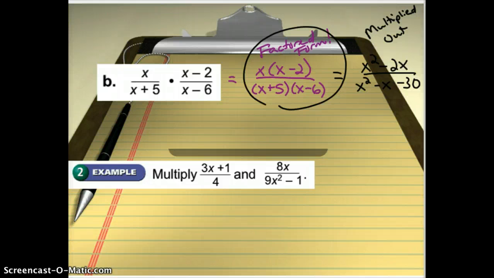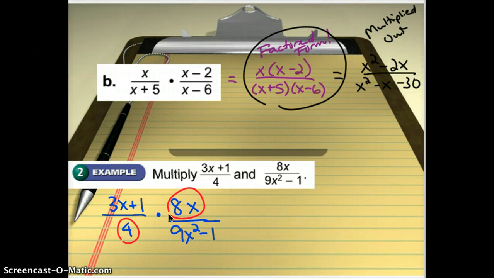Okay, so I highly recommend doing this. So we've got 3x plus 1 over 4 times 8x over 9x squared minus 1. I think it works much, much more easily if you try to cancel out your common factors first. So here we've got some common factors. So this 4 and this 8x, we can divide them both by 4 because 4 is a common factor. So that would just make this a 1, and that would make this a 2x.